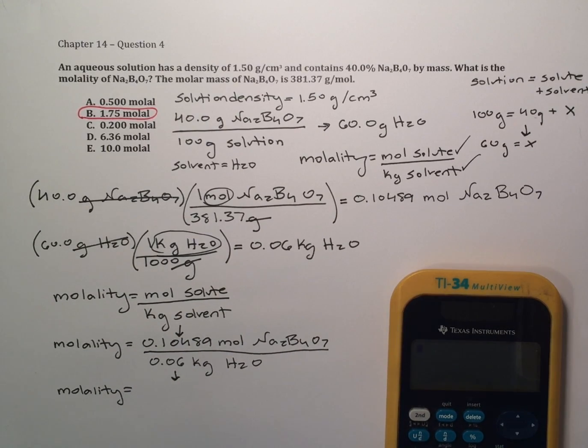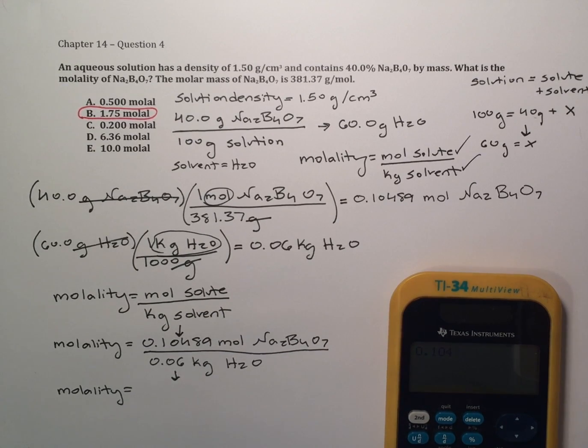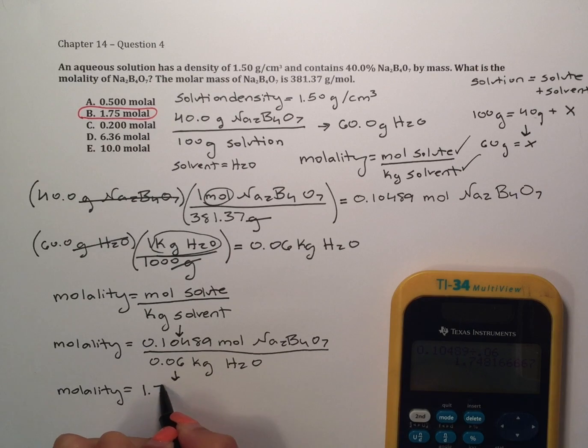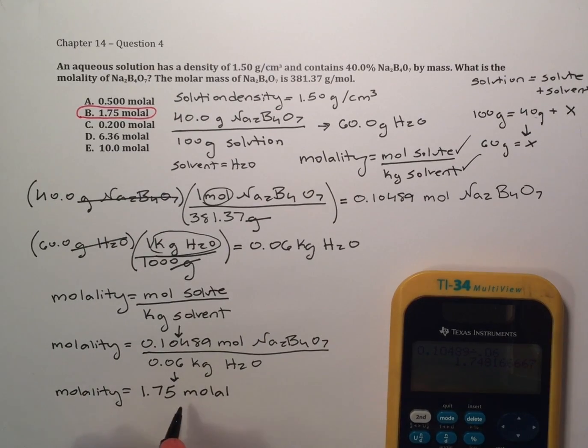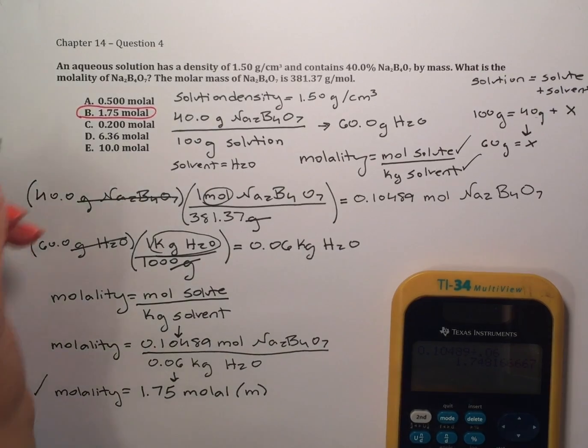So let's just solve and see what we get. 0.10489 divided by 0.06 gives us 1.75 molal. And the unit for molality is molal or lowercase m, whichever you prefer. I prefer molal because it's easy to confuse the lowercase m with an uppercase M. And there you have your answer. It matches one we were given, and I hope this has helped.